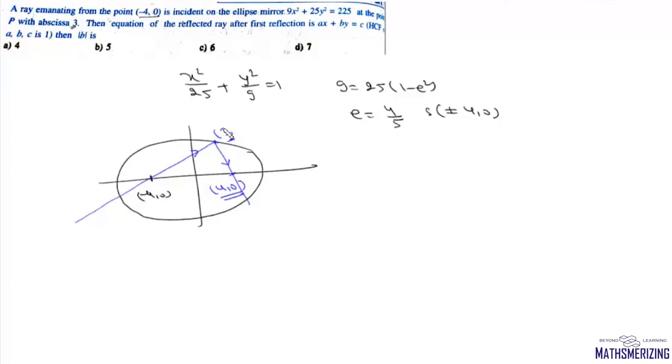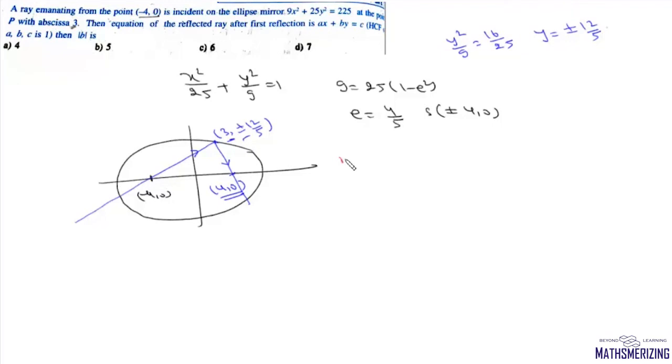So we'll put x as 3. We get 9 upon 25. So y square upon 9 will be 1 minus 9 upon 25, so it will be 16 upon 25. So the value of y will be simply plus minus 12 by 5. Now once we have these 2 points, we can find the equation of the reflected ray.